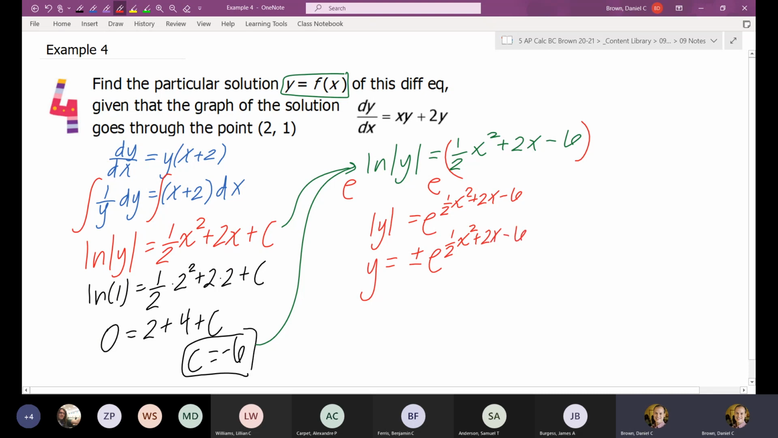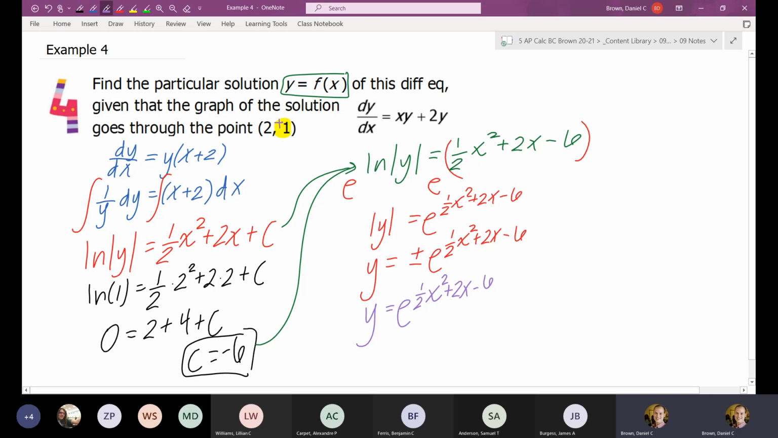Can't have the plus or minus there because that's not a function. So now I need to use the initial condition to pick which one it is. Looking at the initial condition, the y coordinate is a positive one. So it's plus or minus. Which one am I choosing? I am choosing the positive one.